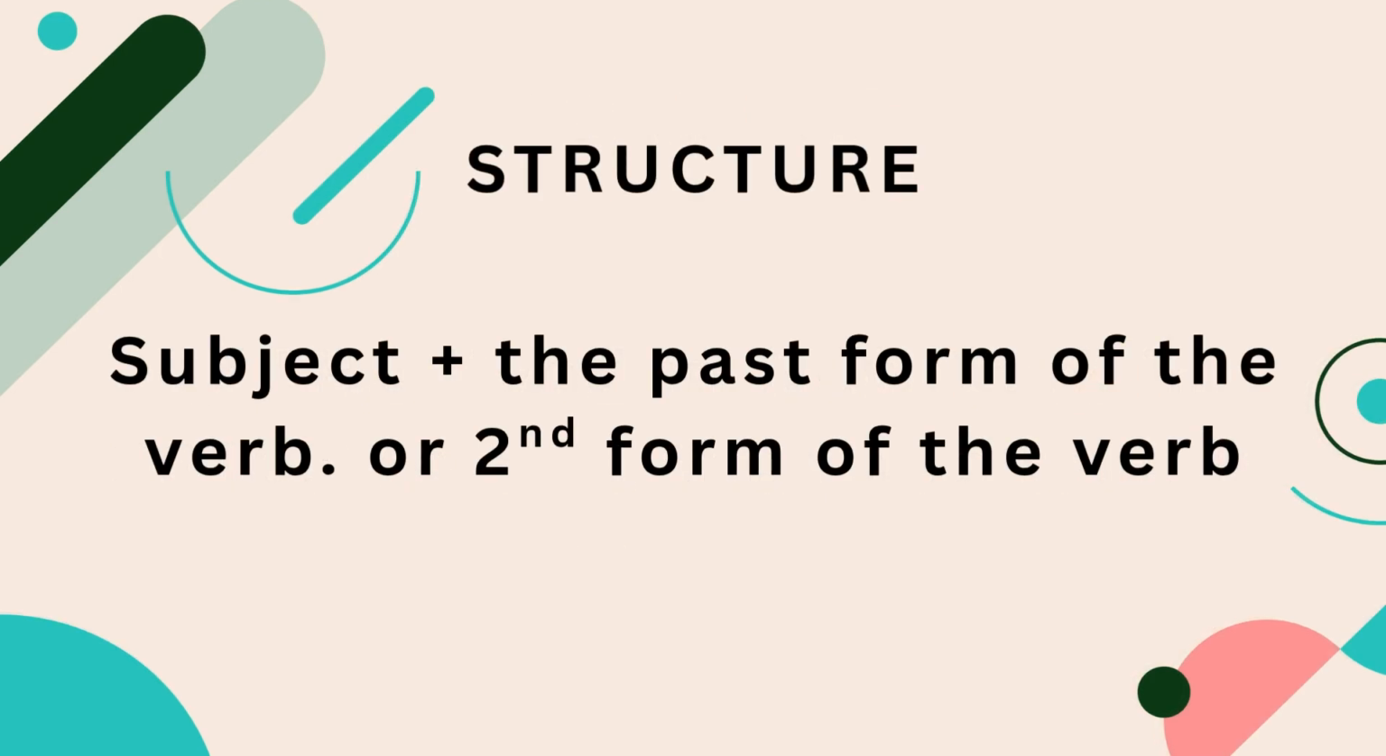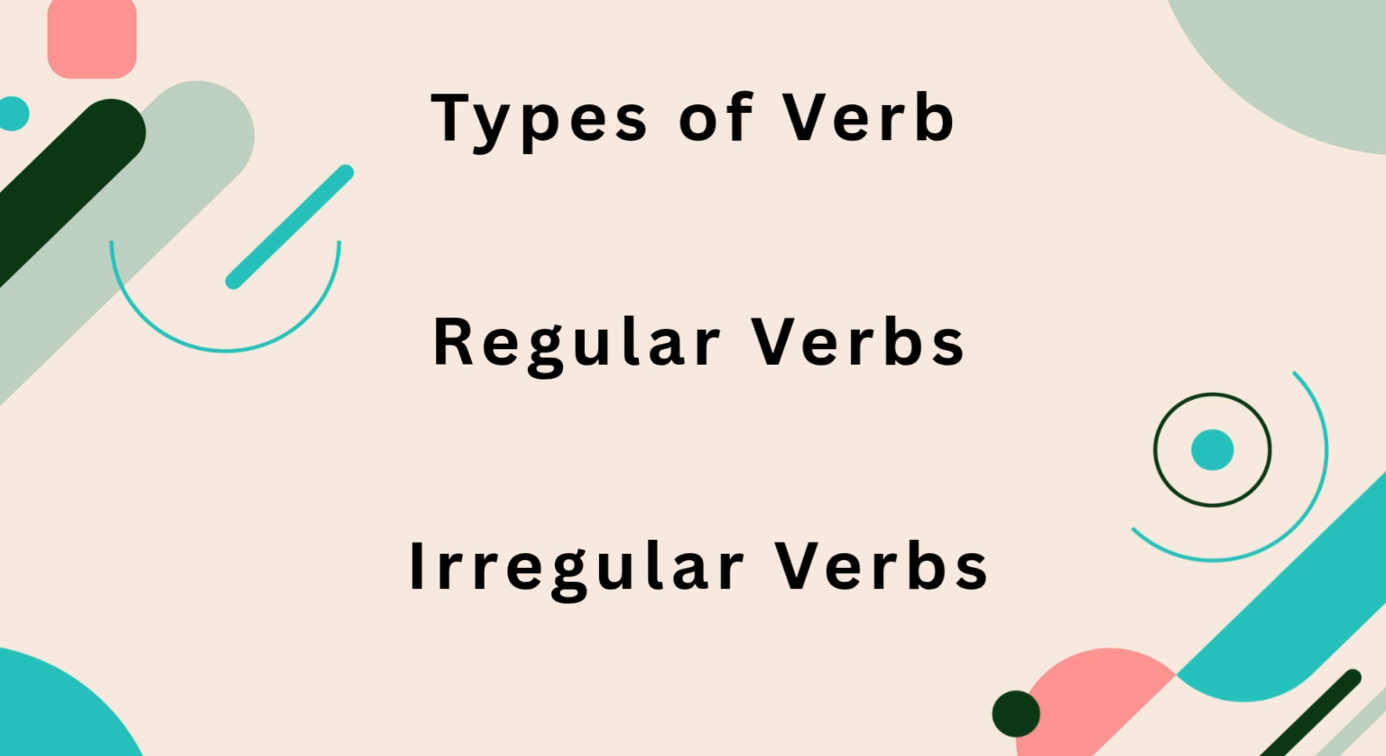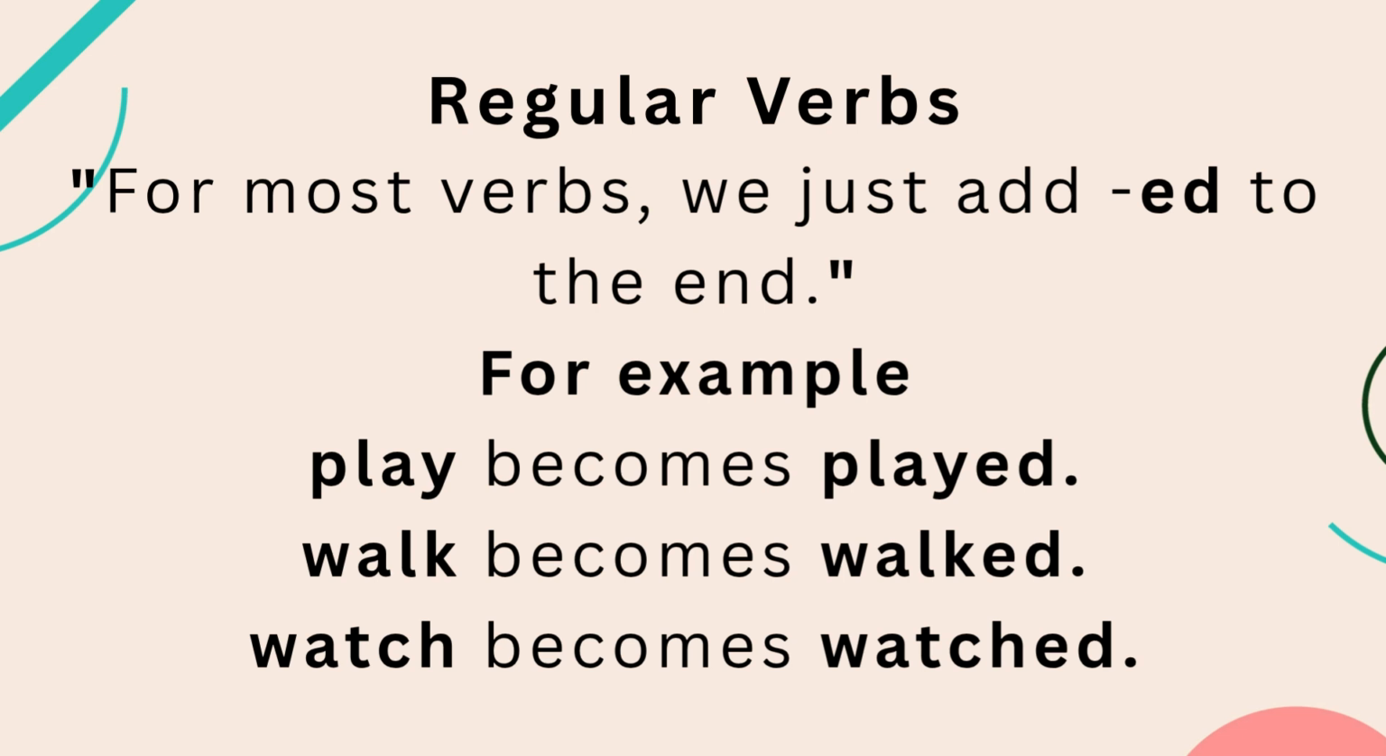This is the most important part. The past simple structure is subject plus the past form of the verb, means second form of the verb. This is where we need to remember the difference between two types of verbs, regular and irregular. Regular verbs. For example, play becomes played, walk becomes walked, watch becomes watched.